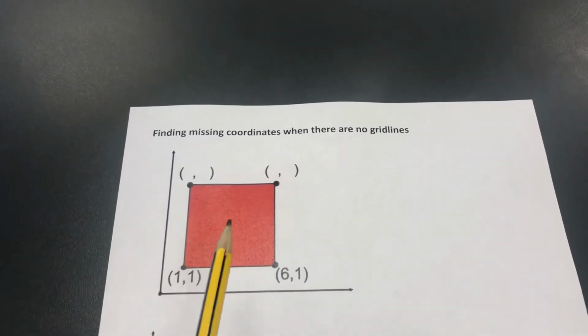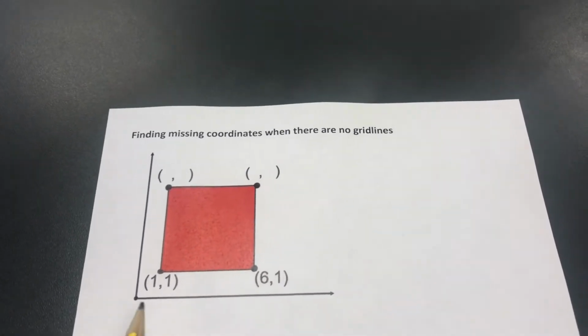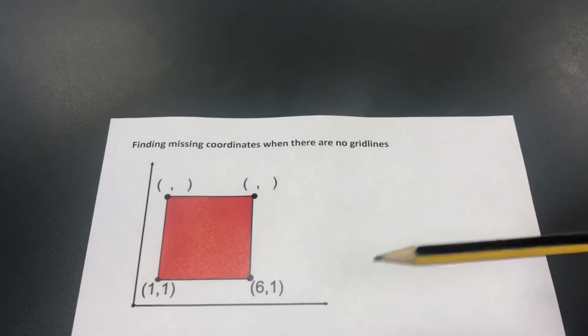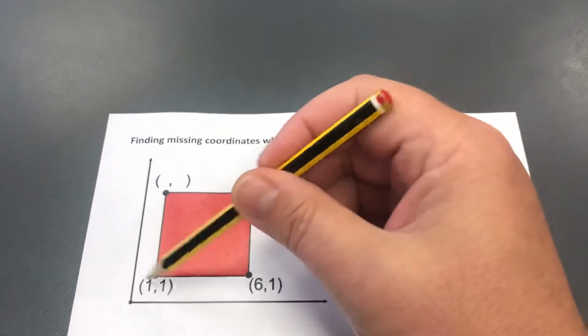So in this task, we're looking at finding missing coordinates, but unfortunately now we've got no grid lines. So before we'd be able to work out the coordinates ourselves, but we can't do that now. So this is what we're going to do. We're going to look at what we already know.